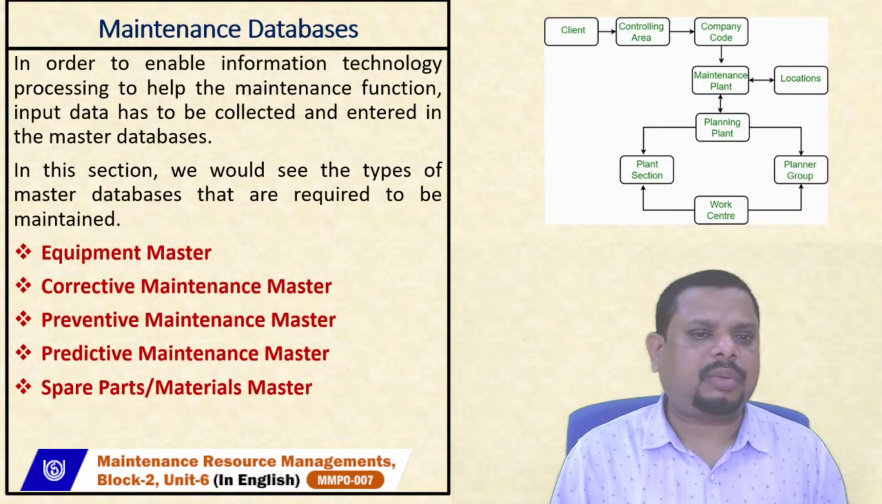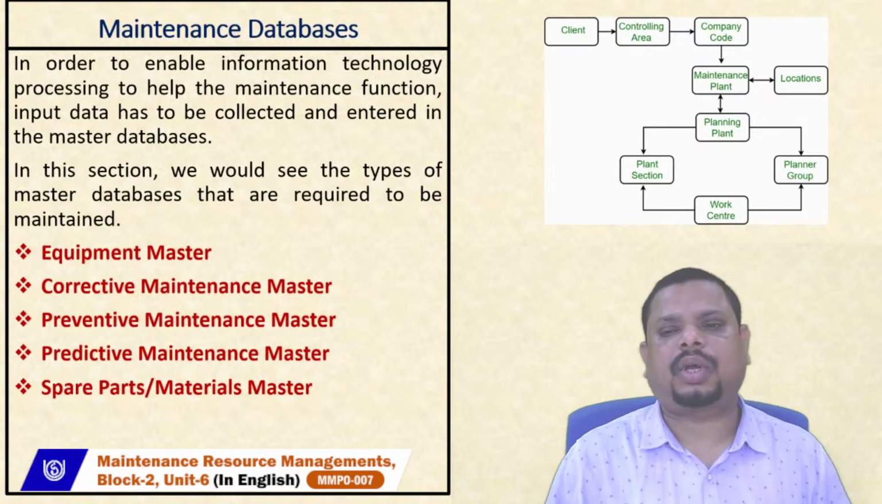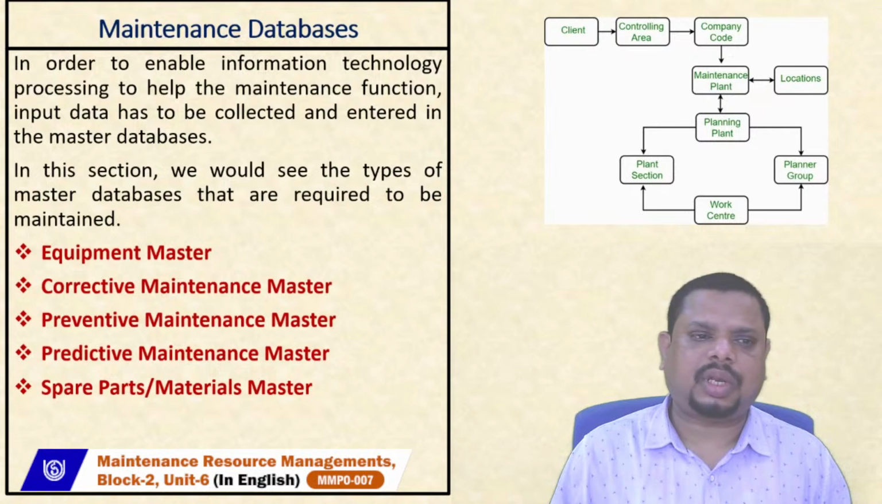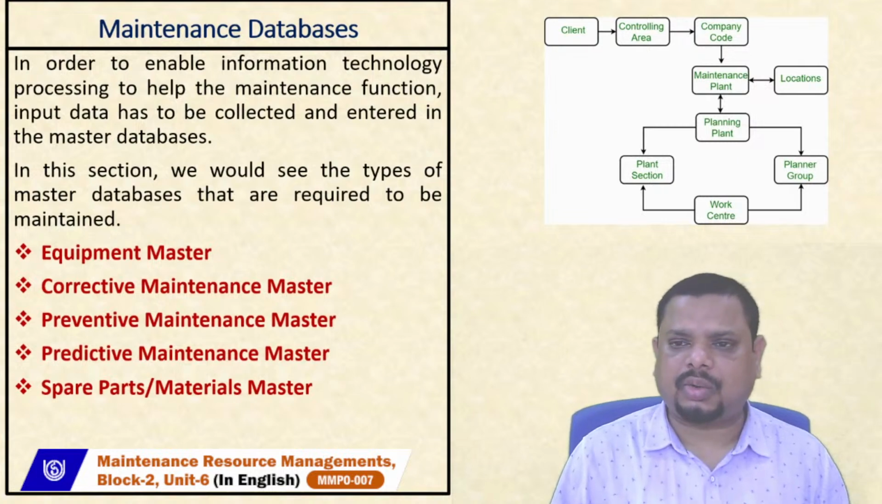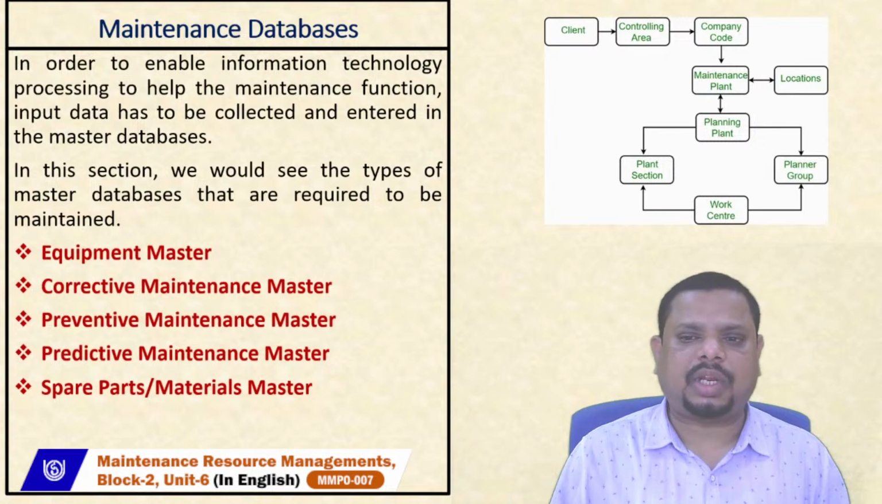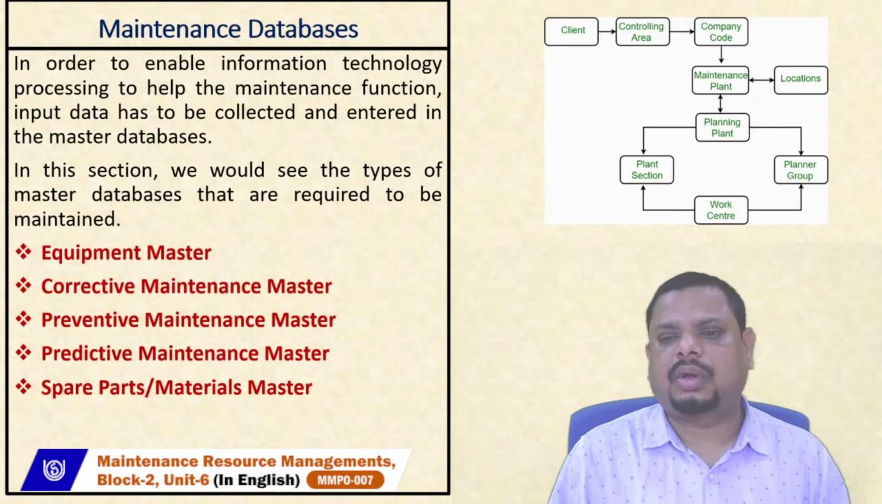So here we are focused on the components. Whenever you enable information technologies, especially with reference to maintenance functions, you have to collect various amounts of input data. From the client to the controlling area, input data is required. From the controlling area to the company code, input data is required. Similarly, the maintenance plant and locations also share input data. The planning plant also shares data with the maintenance plant. Moving to the next one, the planning plant also goes to the plant sections. The planning plant is the input to the plant sections and planner group. Similarly, the work center will also provide input to the plant section and the planner group.